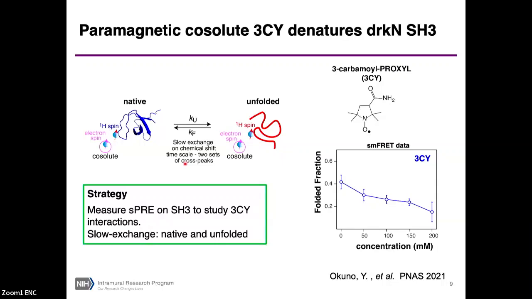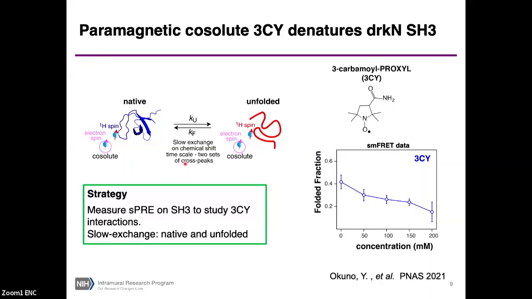And DARKNSS3 is a very interesting protein because even in the absence of any chemical denaturants, this protein remains in the native state about 40%, and 60% of the proteins is in the unfolded state. So it's kind of an unstable protein, and the exchange between the native state and the unfolded state is in the slow exchange on the chemical shift time scale. So when you take HSQC, for example, you see two distinct peaks, one coming from the native state and one coming from the unfolded state. So we can measure the solvent PRE on both native state and unfolded state at the same time.